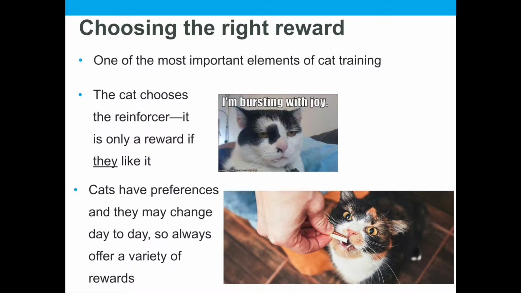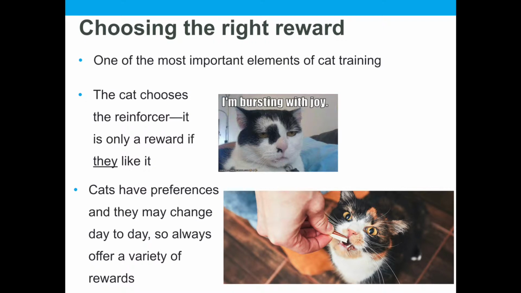Choosing a reward. Your training is only as powerful as the motivator you're using. So one of the most important elements of cat training is finding a reward that appeals to the individual cat you're working with. Just like people, cats' preferences vary widely. One cat might do anything for a type of food that causes another to turn up their nose. Some cats are most motivated by petting or attention, whereas others prefer play.